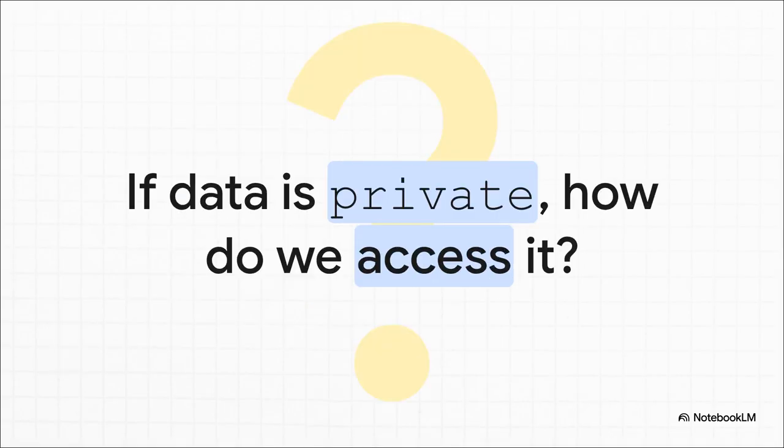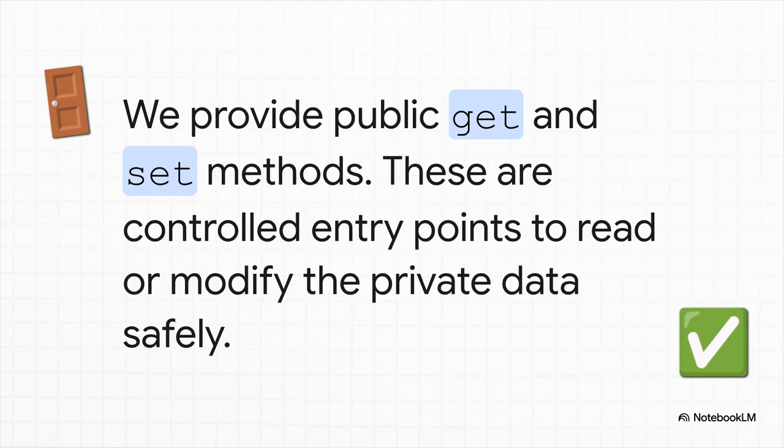Okay, this brings up a pretty obvious question, right? If we've locked all the data away behind this private wall, how on earth are we supposed to use it? How can we read the point's coordinates or update them if we need to? And here's the clever solution. We provide a controlled public doorway. We create special public methods, usually called getters and setters, that act as the official, safe gatekeepers to that private data. The getX method lets us safely read the value, and the setX method lets us change it, but we can build rules inside that setter to make sure the new value is valid. It's all about controlled access.